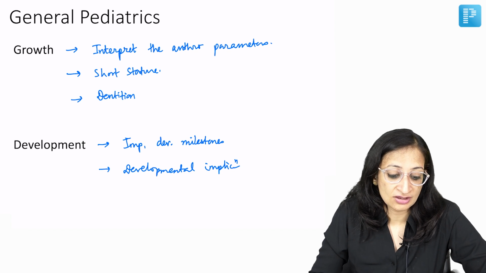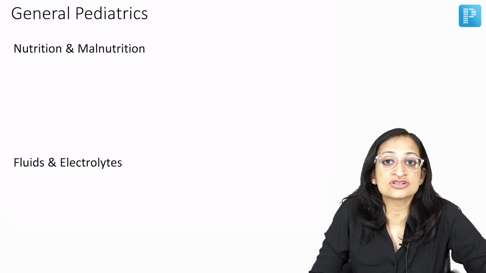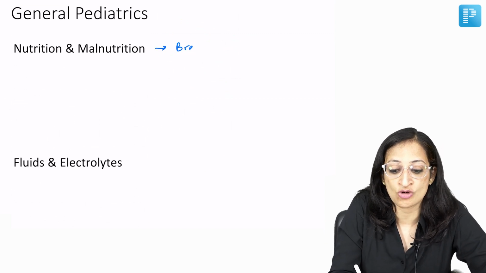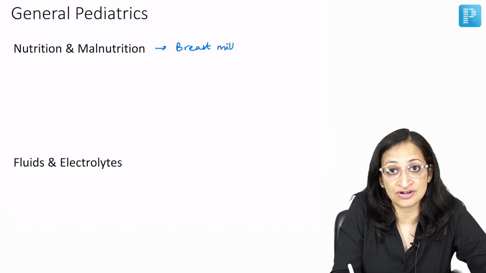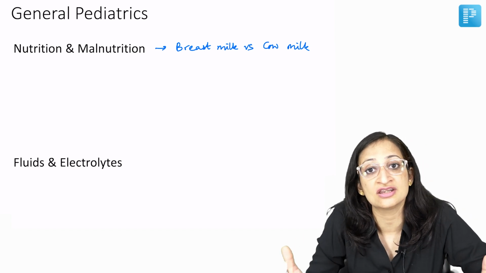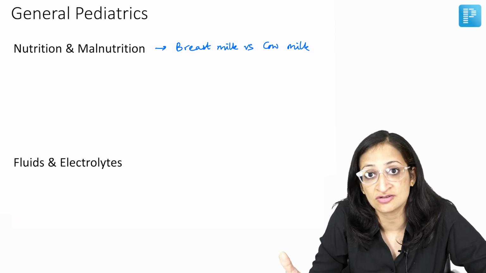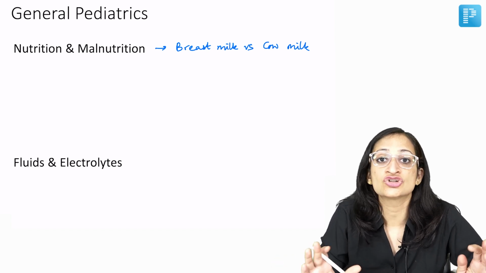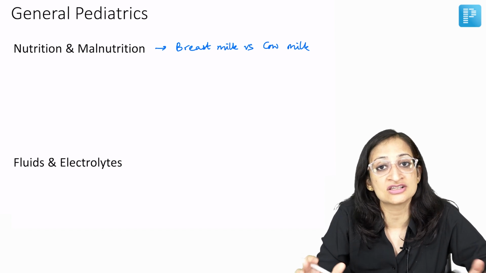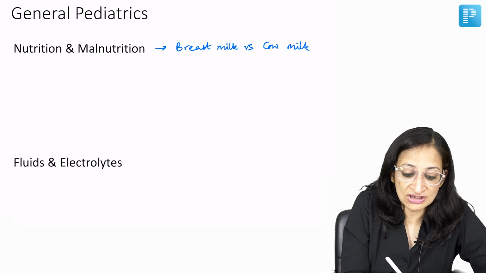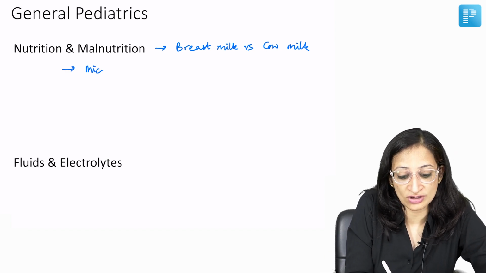Okay. Now, moving on to nutrition and malnutrition, some of the things which are very, very important is the comparison between breast milk and cow's milk. Okay. So, how is breast milk different from cow's milk? And what are the vitamins which are deficient in breast milk? We know vitamin D and K are deficient in breast milk. In cow's milk, vitamin C is deficient and calcium is deficient. So, you need to know about the peculiarities of breast milk versus cow's milk, the advantages that breast milk has for the baby.